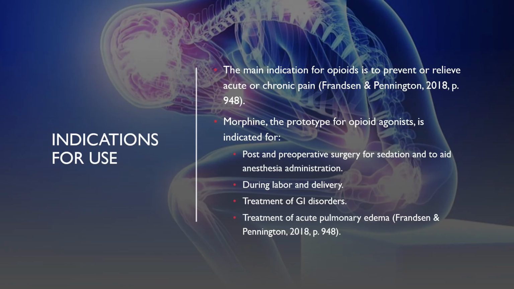Indications for use. The main indication for opioids is to prevent or relieve acute or chronic pain. Morphine, the prototype for opioid agonists, is indicated for post and pre-operative surgery for sedation and to aid anesthesia administration, during labor and delivery, treatment of gastrointestinal disorders, or the treatment of acute pulmonary edema.